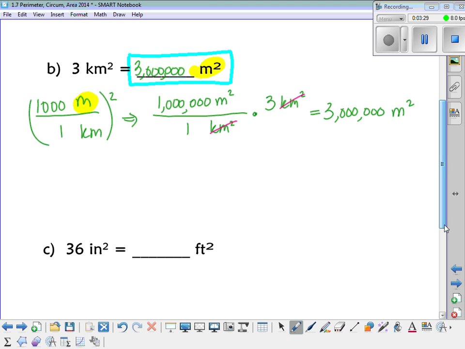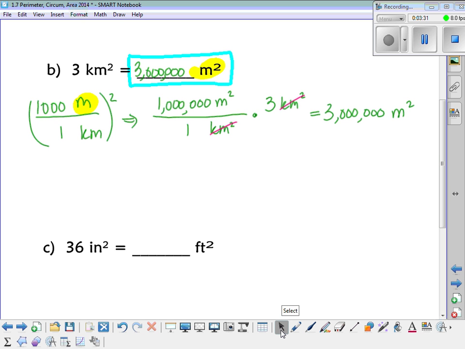Okay, so for the next one, what I'd like you to do is try and do this one on your own. Pause the video and attempt to do it. We know that there are 12 inches in a foot, so that shouldn't be a problem coming up with your conversion factor. So try doing this one on your own, and then after you've done it, start the video again and see if you did it correctly.